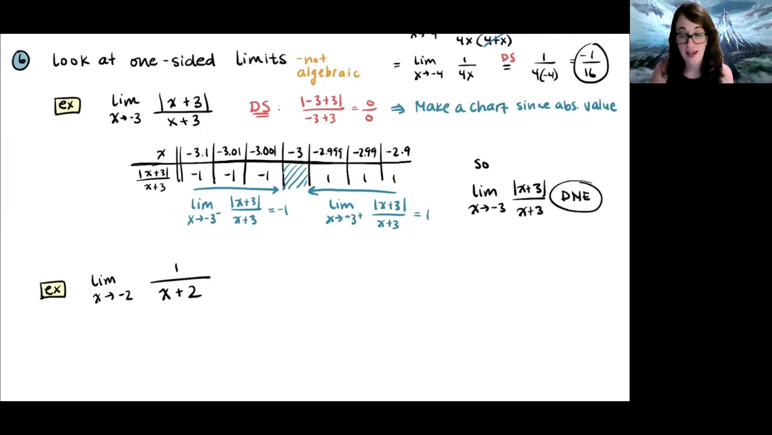Okay? This question is asking about the two-sided limit, but sometimes you might have a question asking about one side, and in that case, it would be either 1 or -1. But because our question is about two-sided, we have DNE.